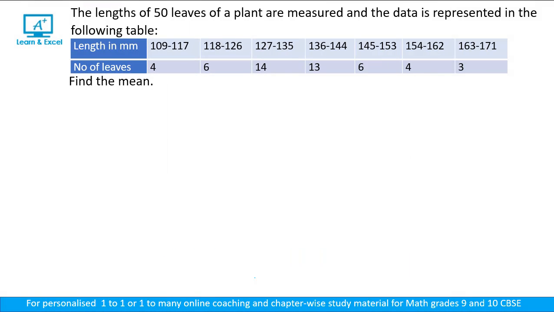To understand why we need to know the assumed mean method when direct method is easy, let us solve this question where the length of 50 leaves of a plant is given and we have to find the mean.